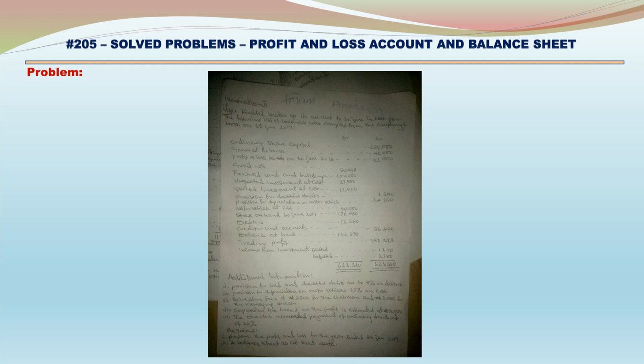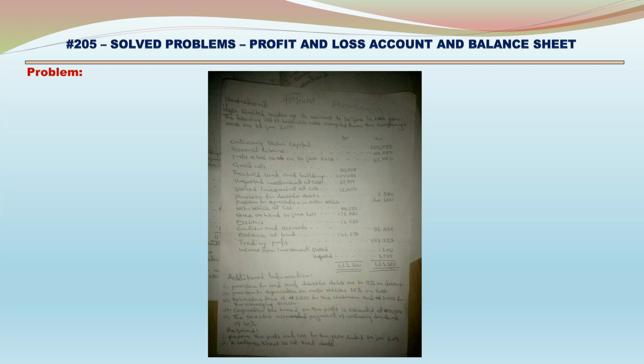Debit, credit. Ordinary share capital, credit 250,000. General reserve, credit 40,000. Profit and loss account as on 30th June 2018, 93,000. Goodwill, debit 50,000. Freehold land and buildings, debit 100,000. Unquoted investments cost 27,500, debit. Quoted investments at cost 12,400, debit.